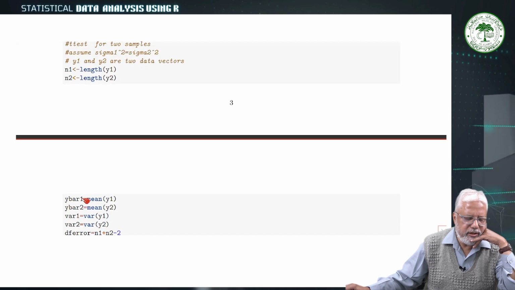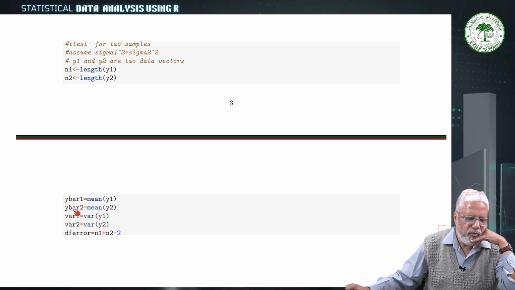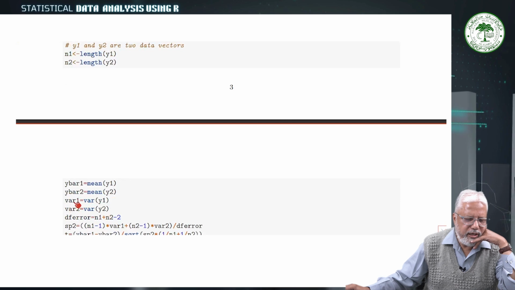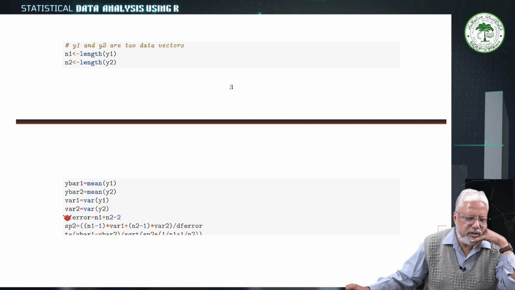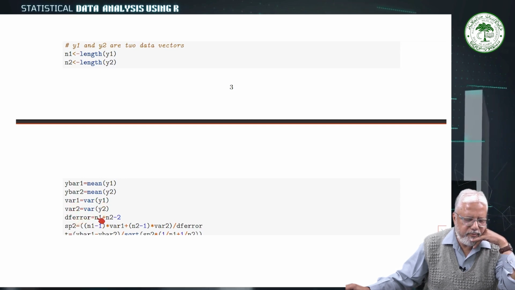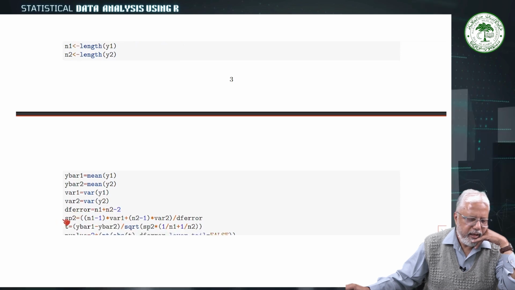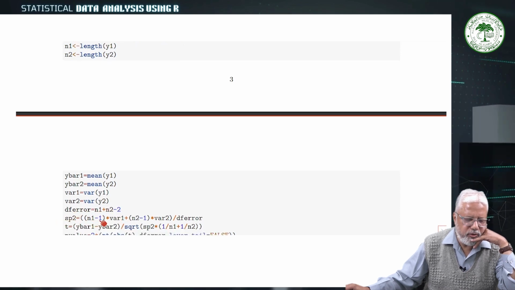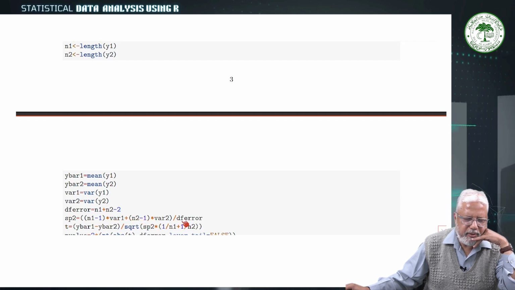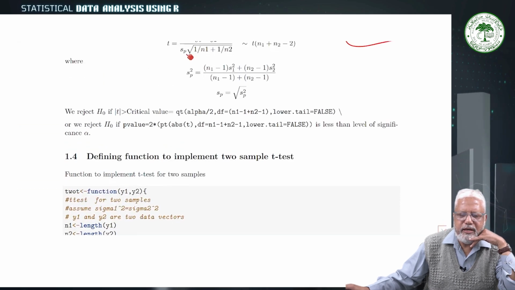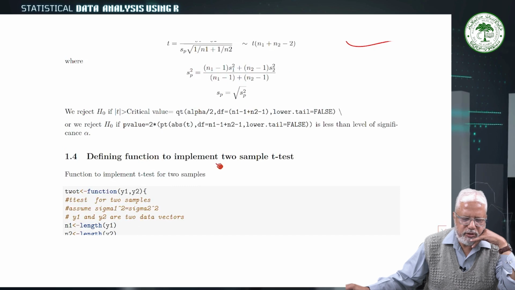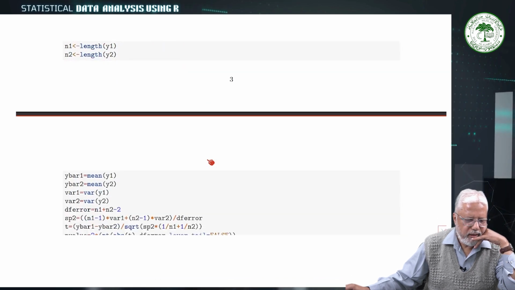Then y bar 1, this is the mean of y1, y bar 2, mean of y2, var 1 is the variance of y1, this is s1 square, and var 2 is the variance of y2, this is s2 square. Degree of freedom of error is n1 plus n2 minus 2, and sp square is nothing but n1 minus 1 into var 1 plus n2 minus 1 into var 2, divided by the degrees of freedom. So we have tried to define this sp square.